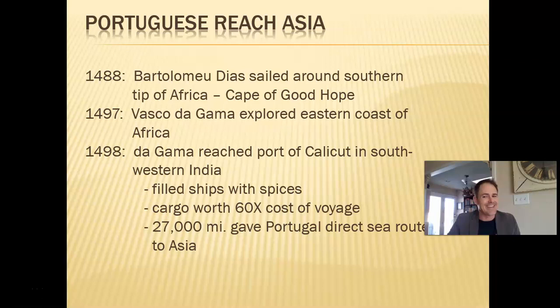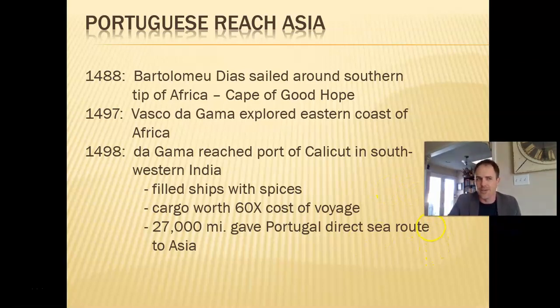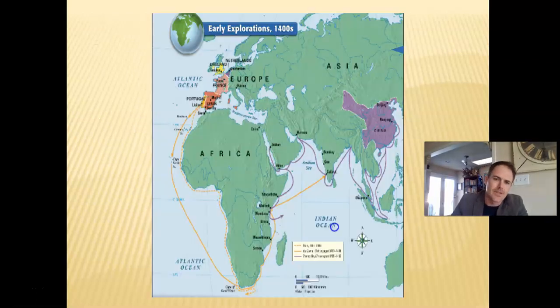Story goes, he thought that they would want all of these European goods like woolens and cast iron pots that he had brought with him, and it turns out they didn't. The Indians didn't want any of that. They had much better stuff, but he had brought along a little bit of gold and silver, which he used to fill up his ships with spices worth 60 times the cost of the voyage, and he gave Portugal this direct sea route to the riches of Asia, proving that it was possible.